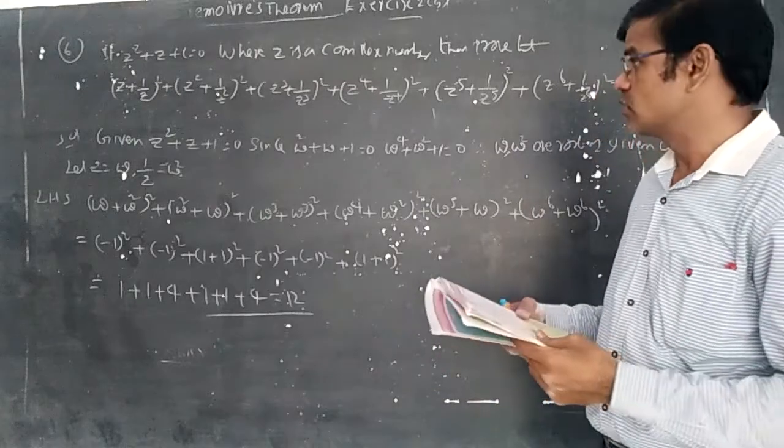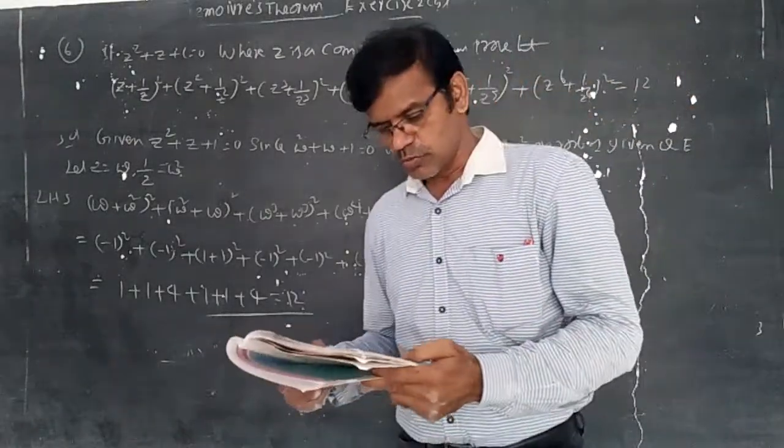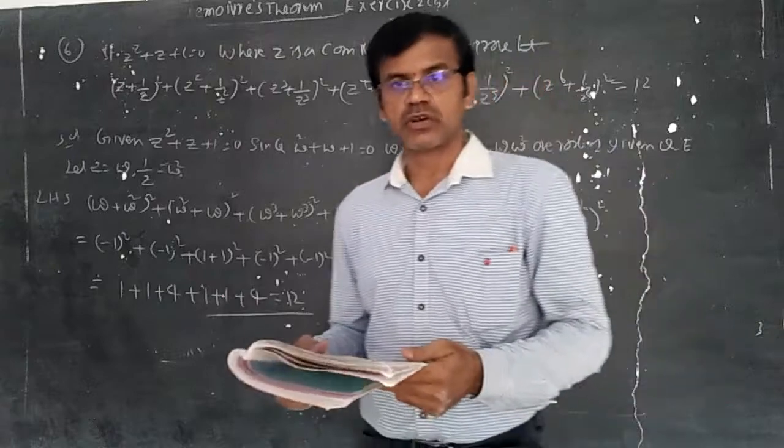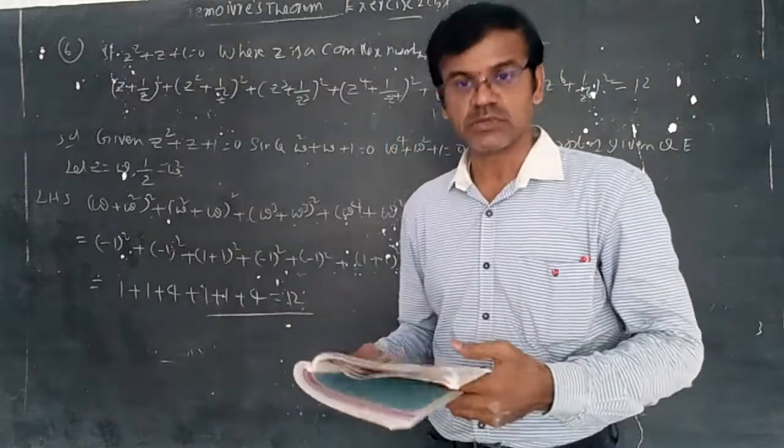Now Roman number 2 sums are completed. Roman number 3, 5 sums are there. Okay students, let us discuss the Roman number 3 sums in the next class.